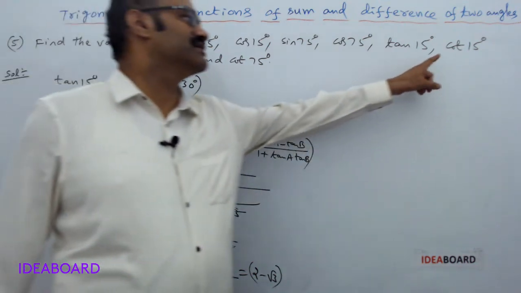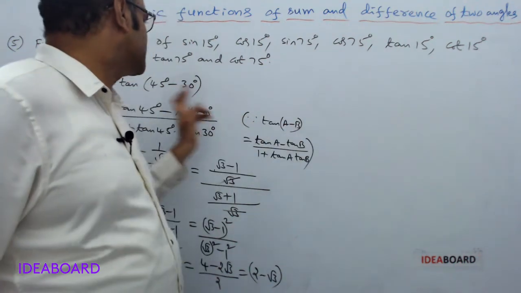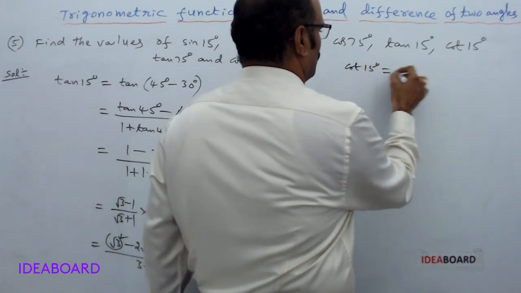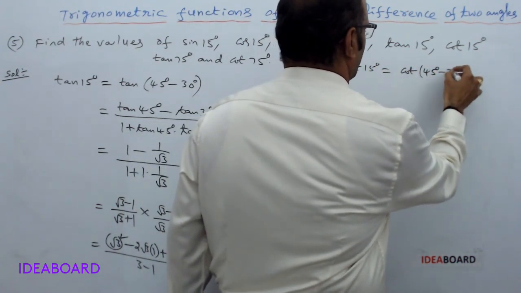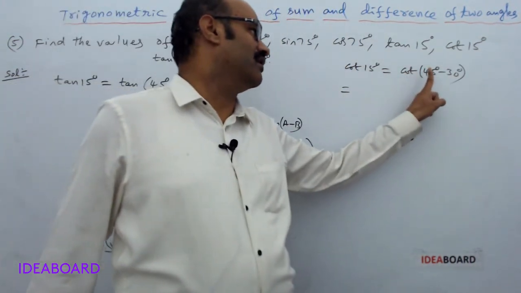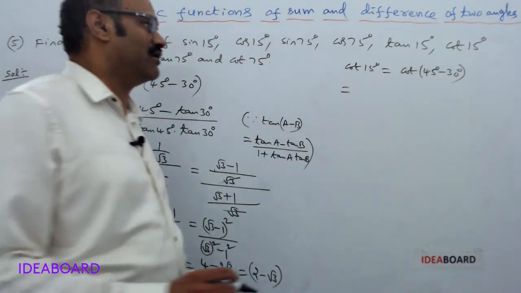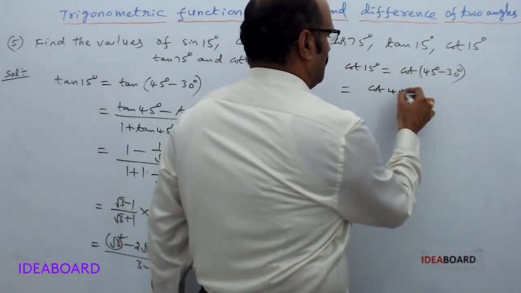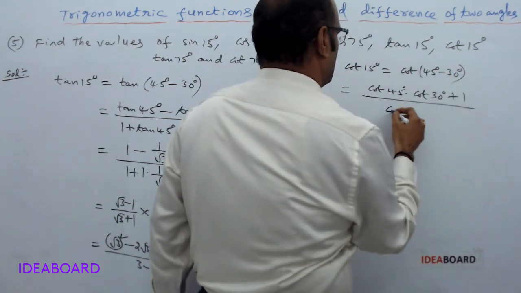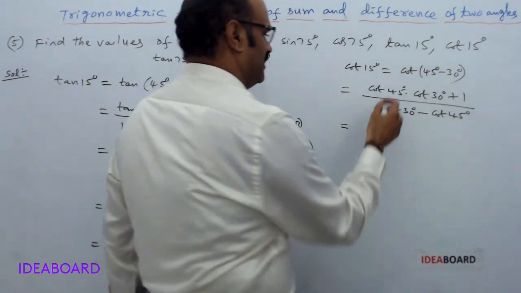Similarly, cot 15 degrees, we can take it as cot of 45 degrees minus 30 degrees. Here we have to take the formula of cot of a minus b. Cot of a minus b equal to cot a cot b plus 1 by cot b minus cot a, equal to cot 45, which is 1.